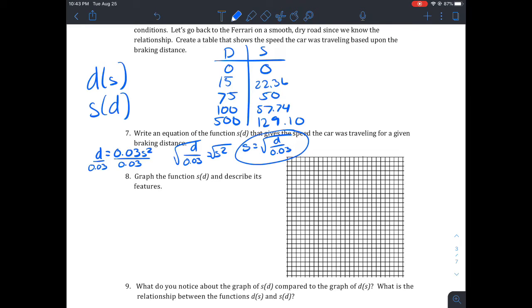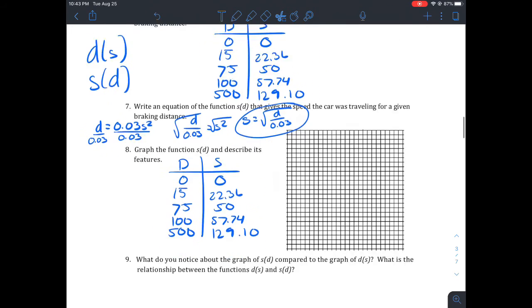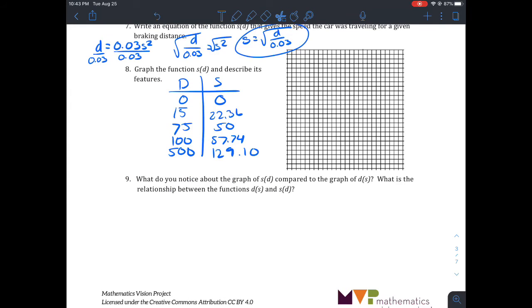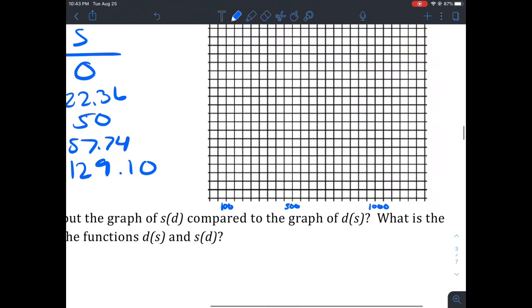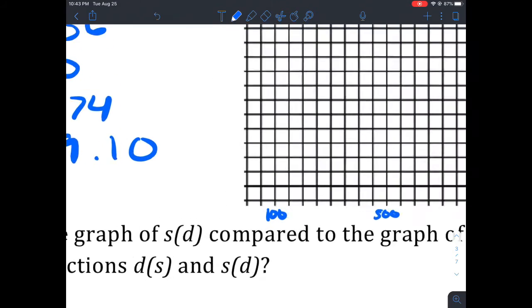All right, so they want us to go ahead and graph this. So really, I'm just going to copy and paste my chart from up here. We're going to graph these points, okay? So let's see, I'll do 100. And then we'll go 100, 200, 300, 400, 500, 600, 700, 800, 900, 1,000. All right, so we've got our x-axis, or in this case, it's really our d-axis.